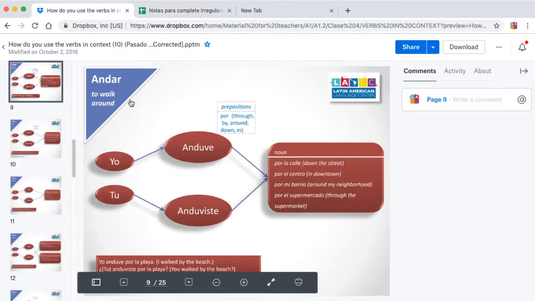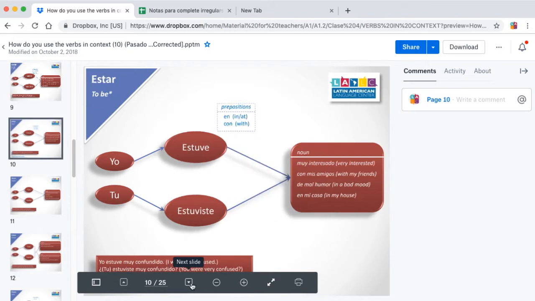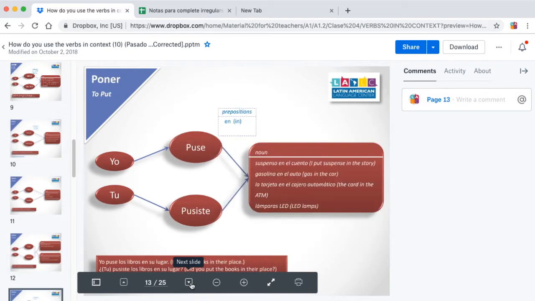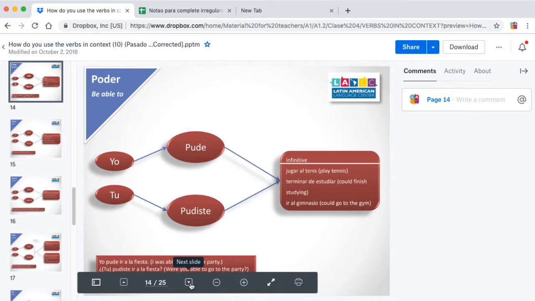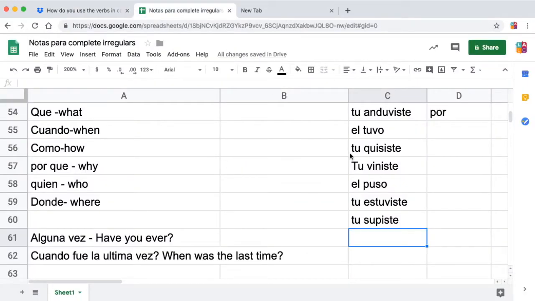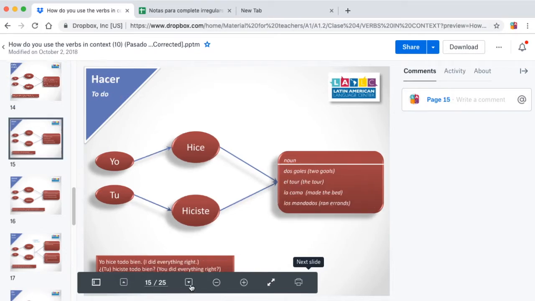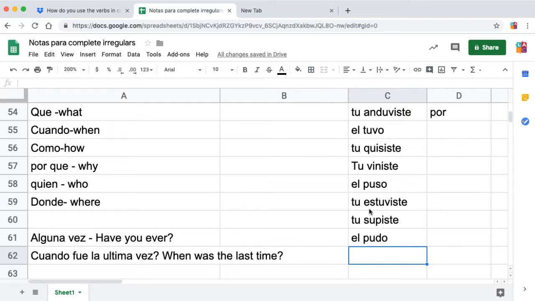Cuando tú estuviste, cuando tú supiste, you knew. And then you can use what other verbs are important. Estuviste, tuviste, supiste, pusiste, pude. Sí, be able to. Él pudo, could, or hiciste. I think I put hiciste, if not, no, hiciste.